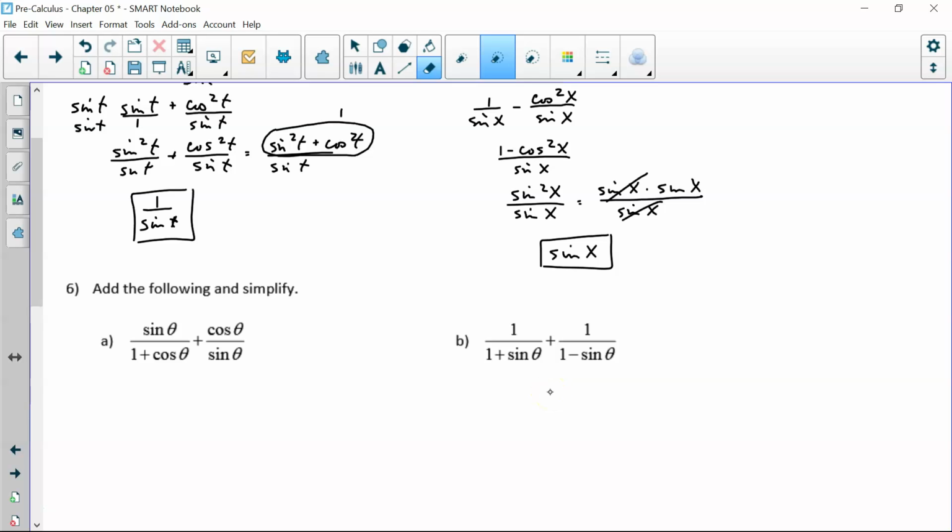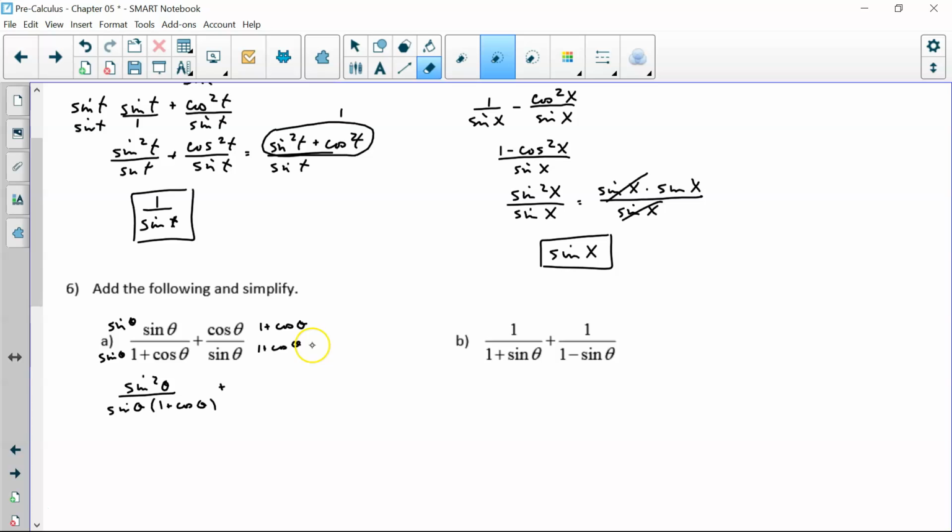All right, a little bit more difficult here. Now, what we need to get is a common denominator to add these fractions. So I'm going to multiply the first fraction by sine theta over sine theta, and the second by 1 plus cosine theta over 1 plus cosine theta. So we get sine squared theta over sine theta times 1 plus cosine theta.